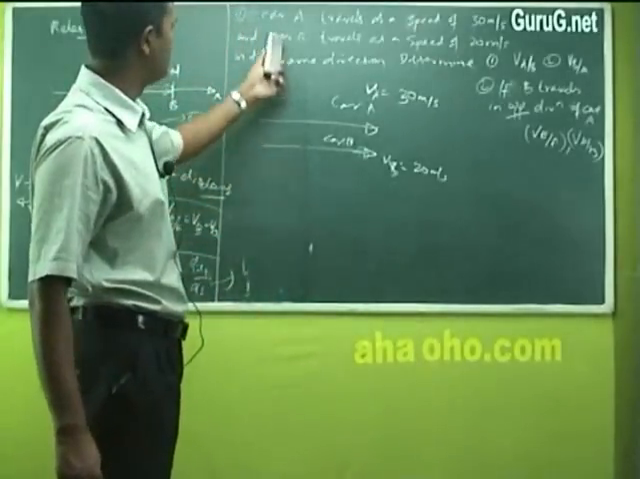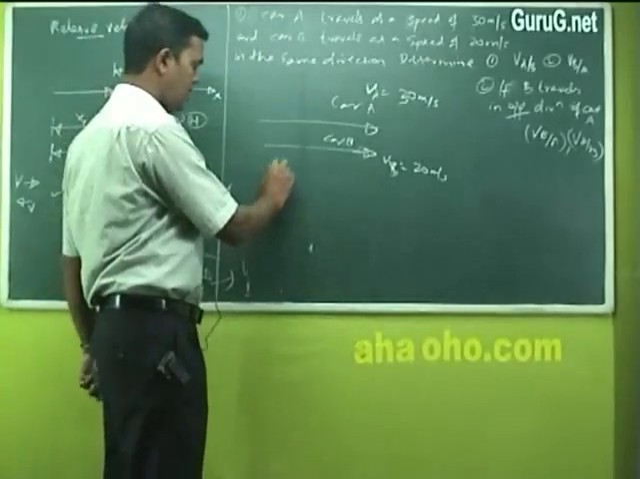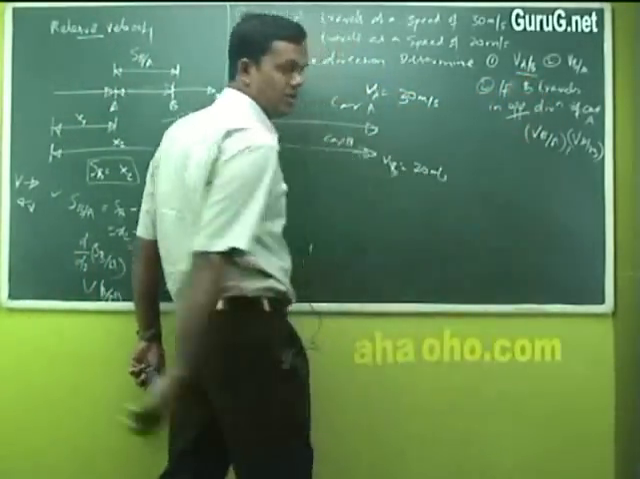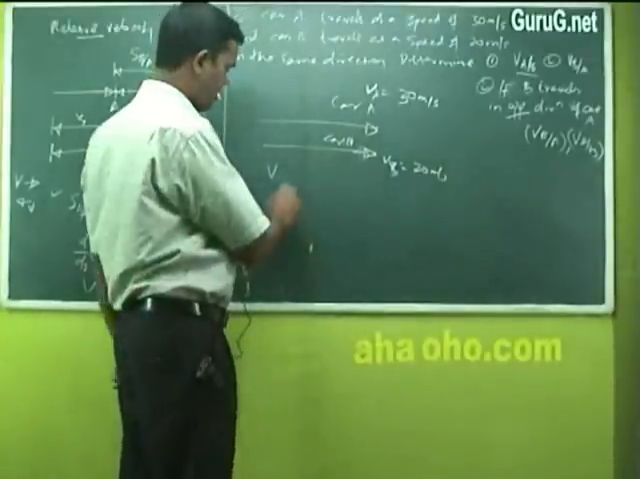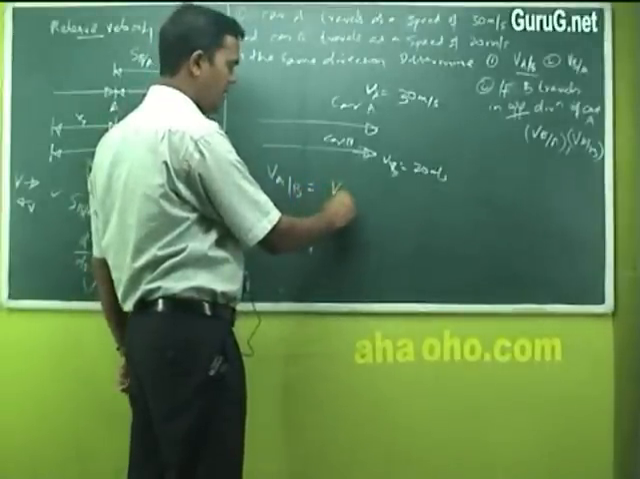Now we have to determine the velocity. So velocity of, what do you want? Initially you want velocity of car A with respect to car B. What is the formula? A with respect to B, you can simply write VA minus VB, that's it.